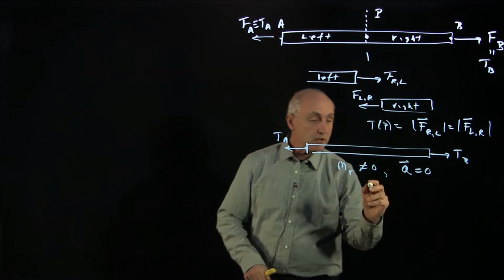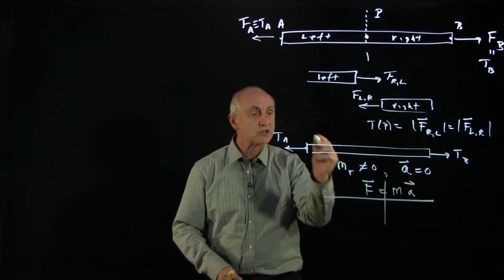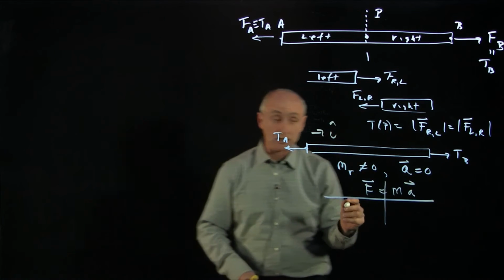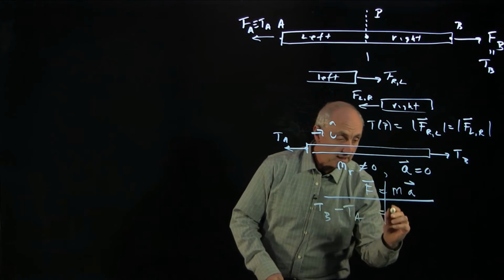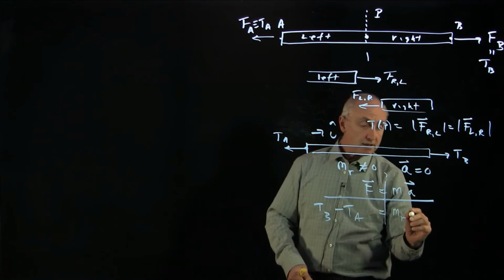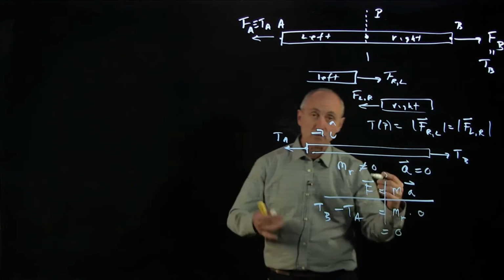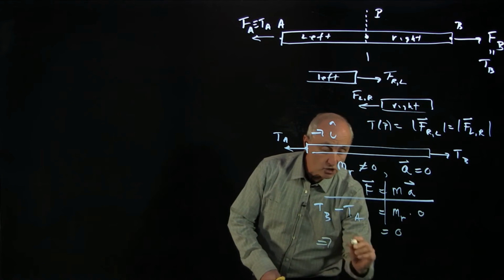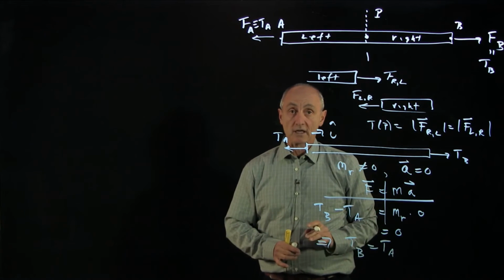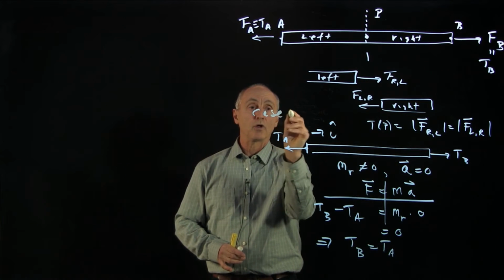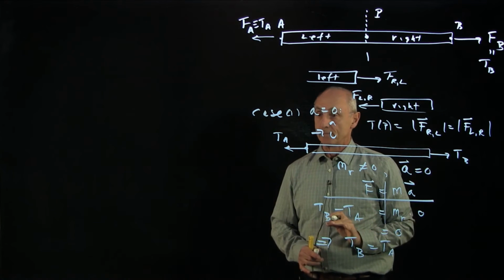What does that mean when we apply Newton's second law to the rope? Let's just arbitrarily call this our positive direction. We see by vector decomposition that TB minus TA equals the mass of the rope times its acceleration. But because the acceleration of the rope is 0, the right side is 0, and we can conclude that the tension in the rope is uniform when the rope is not accelerating. This is what we'll call case 1, a equals 0: tension in the rope is uniform.